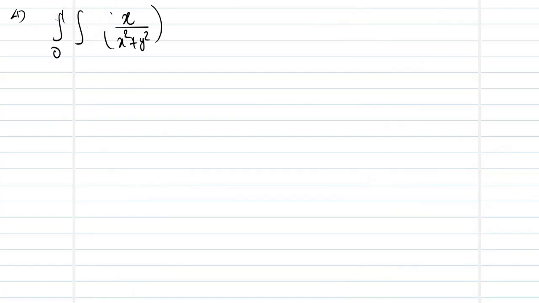So here the limit is from 0 to y. The function is x by x square plus y square. So x is the limit, so dx comes first. Next is the y limit, so dy comes next. Now whenever we are going to integrate, the integration is from inside to outside. So inside, the first variable x gets evaluated.